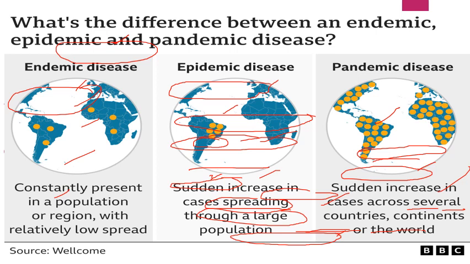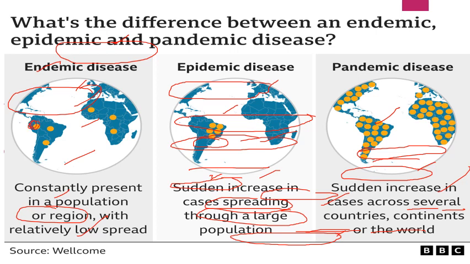Next, these are the terms which are related to the spread of disease. So we have endemic disease means they are constantly present in a population or region with a relatively low spread. तो एक particular area तक ही spread होते हैं. ये इस तरह का जो disease है उसे कहा था endemic disease.